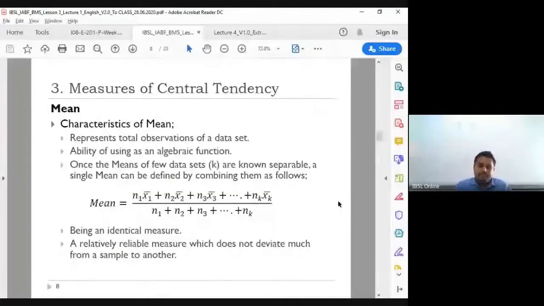Fourth point, being an identical measure, I would say, unlike values of mode where you have 3 or 4 multiple numbers, a mean will always be an identical and a systematically derived number. Okay, that's a qualitative point. Last point, a relatively reliable measure which does not deviate much from a sample to another.